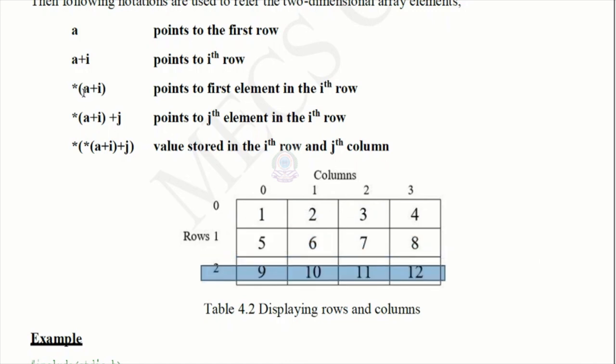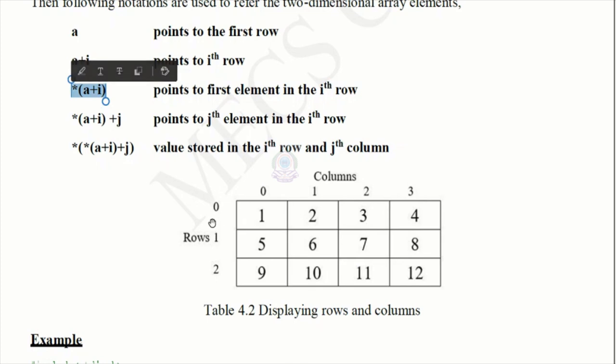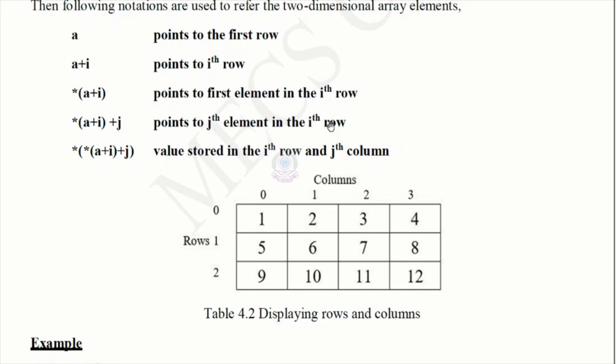So how do we access that? a points to the first row. a + i points to the ith row, so *(a + i) is row-wise. To increment row-wise, we go with *(a + i). *(a + i) + j points to the jth element of the ith row. So the value stored in the ith row and jth column is *(*(a + i) + j).